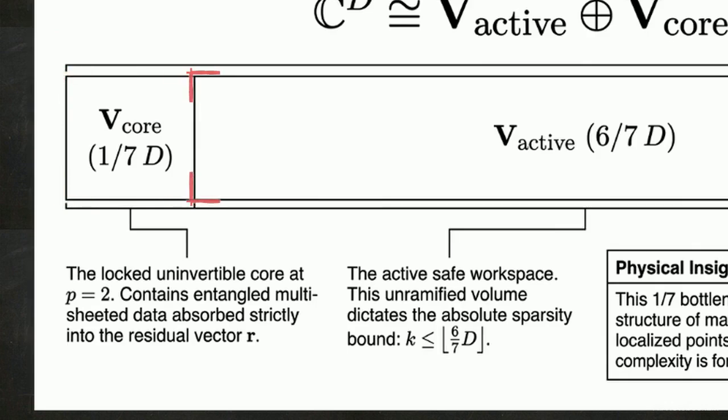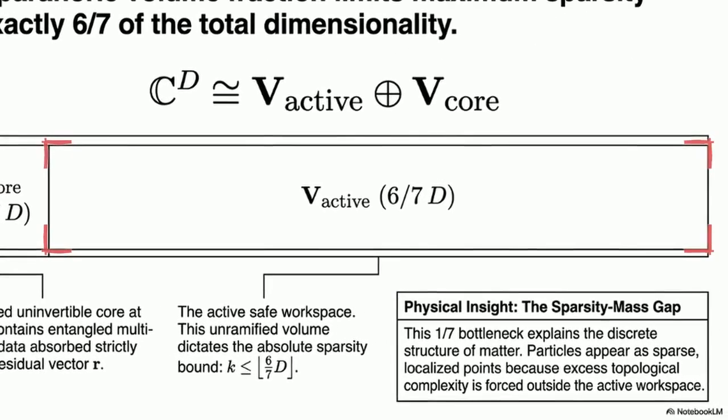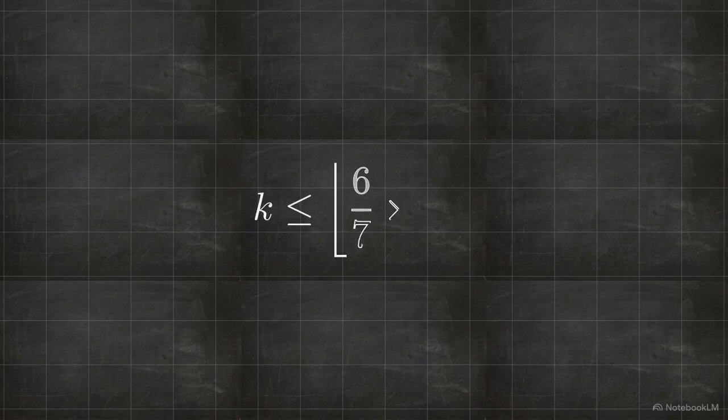Thus, the absolute upper bound of independent token directions you can safely activate is exactly 6/7. Let's test this constraint. If you have a J-space activation layer with exactly 70 dimensions, what is the maximum number of sparse tokens you can safely track at once? Take a second to calculate the limit. 6/7 of 70 gives us exactly 60 safe tokens.